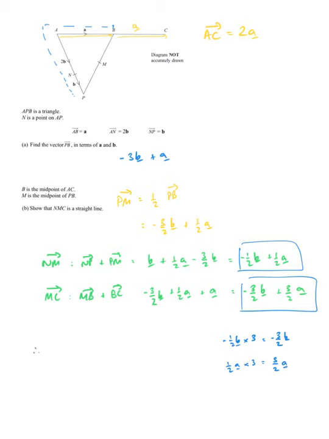So therefore, NM and MC are parallel, and as M is part of both of those vectors, they are on the same line.